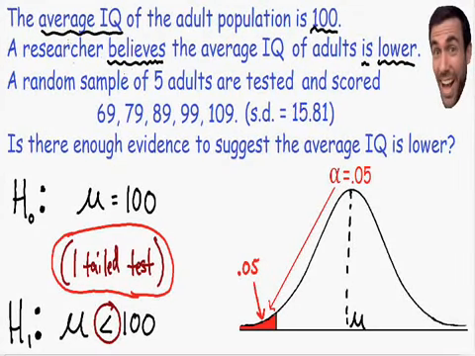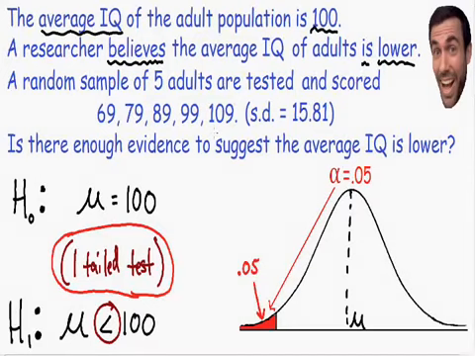It says the average IQ of the adult population is 100, but it never gives us the population standard deviation. The only thing it gives us is the standard deviation of the sample. So the population standard deviation is never given to us. Our second condition, which states that the sample size must be less than 30, has also been met because we have a sample size of 5. So both conditions have been met to use a t-distribution, so that's why I chose to use a t-test for this particular example.